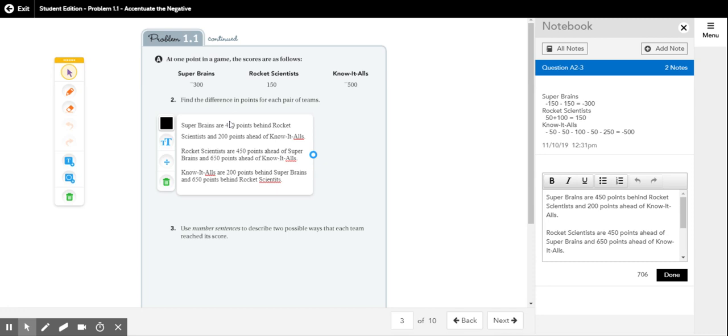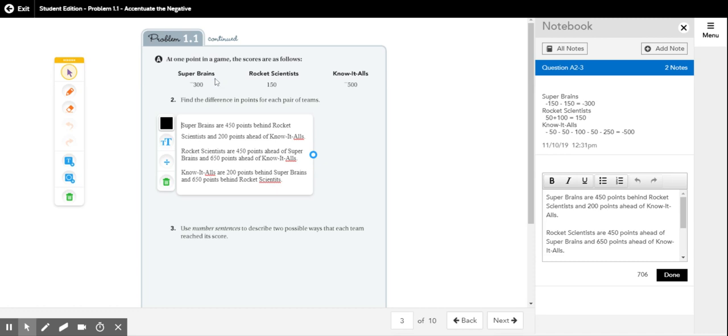So super brains are 450 points behind rocket scientists. So super brains here, we have to imagine that they started at 0 and they lost 300 points. So they're behind 300. And even if they got back to 0, they would need an additional 150 points to catch up to rocket scientists. So it would take 300 points to get to 0 and, in addition, 150 points to catch up to rocket scientists. Therefore, if we were to subtract these two values, we end up with 450 points of difference between them.